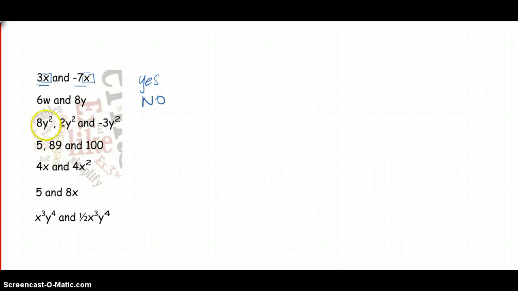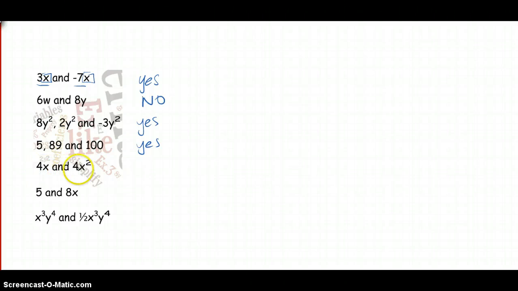In the next one, we have our variables as y squared, y squared, y squared. Even though the numbers in front are different, the letters are the same. They're all y squared. So yes, these are like terms. Here, these are all like terms as well. They're all just constants. So we could add all those together if we needed to.